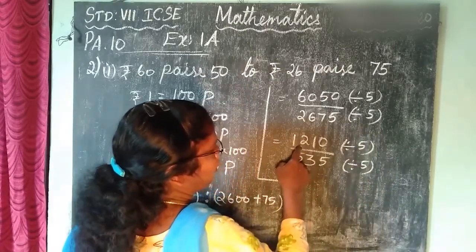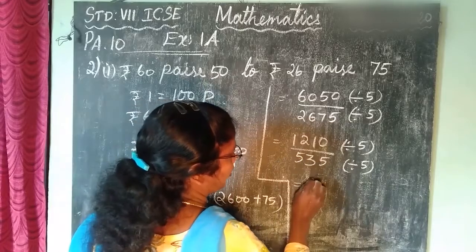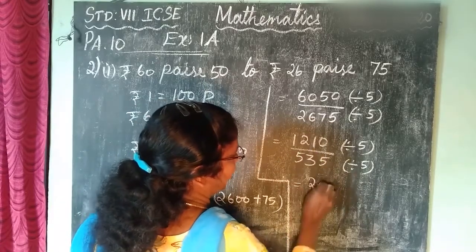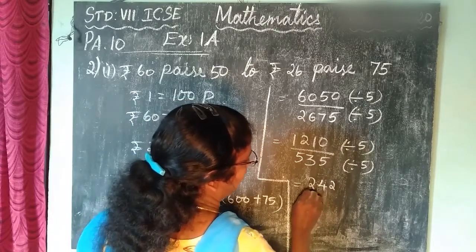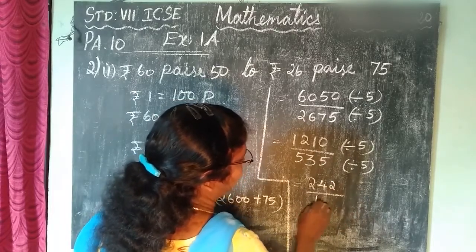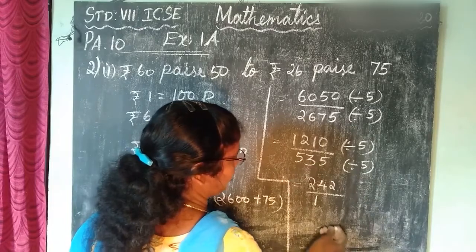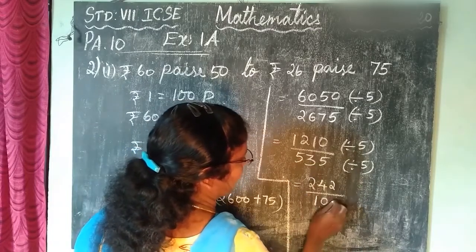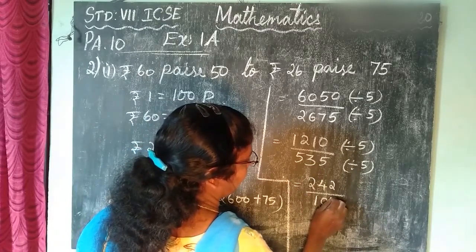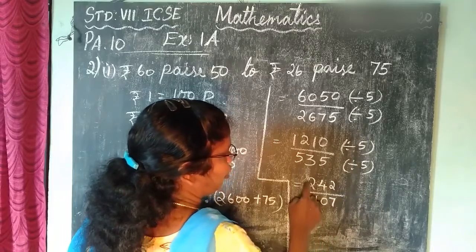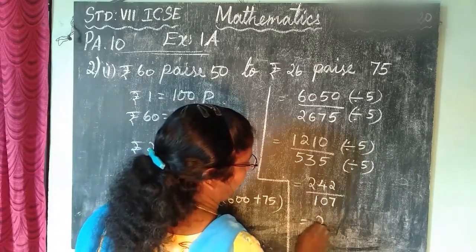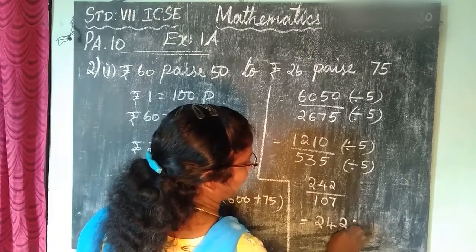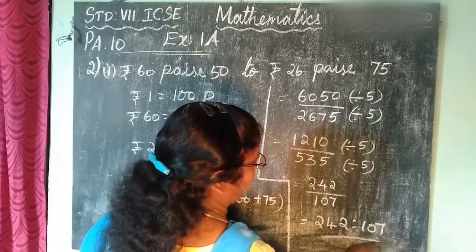So here how many 5s are there in 12? 2 5s are 10, remainder 2. 4 5s are 20, it is 2. Dividing 535, 1 5s are 5, in 3 5 is not there so 0, 3, 7 5s are 35. Here we don't have any common between 242 and 107, so our answer is 242 is to 107.